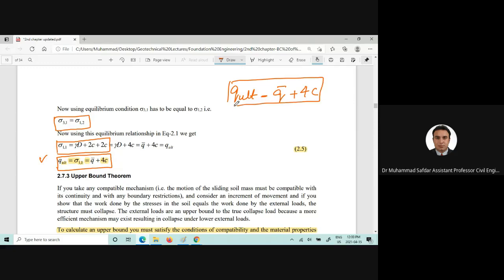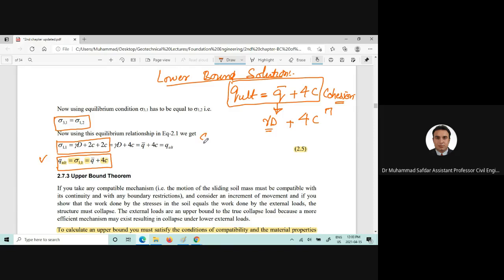Now, after solving all these equations, we came up with an equation that gives us the lower bound solution, where this Q bar is the overburden pressure plus that 4C. C is the cohesion of the soil.